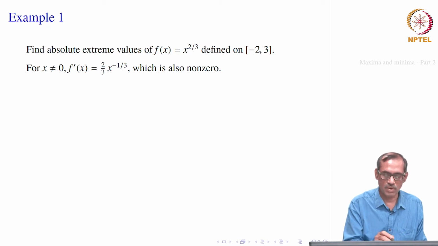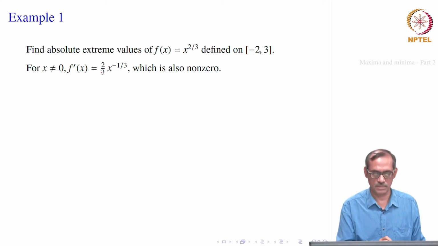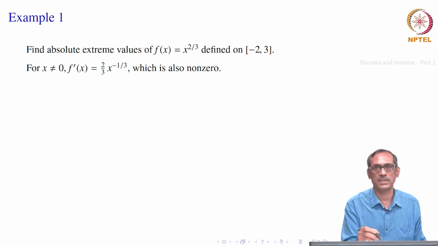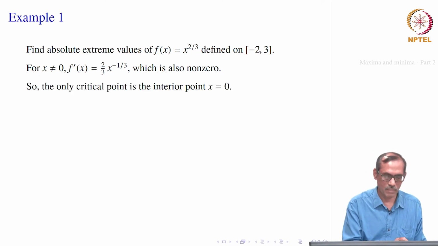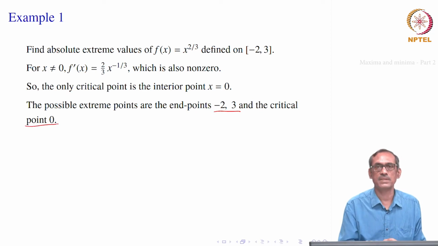But if x is non-zero, then its derivative is 2 by 3 x to the power minus 1 by 3, and if we substitute x non-zero, f prime x is also not equal to 0. So, that means the only possible critical point is 0, where it is not differentiable, okay. There are points where it is differentiable, but all those points are not critical points because f prime does not vanish there. So, 0 is the only critical point. So, we have now three things: the end points minus 2 and 3, and the only critical point 0.